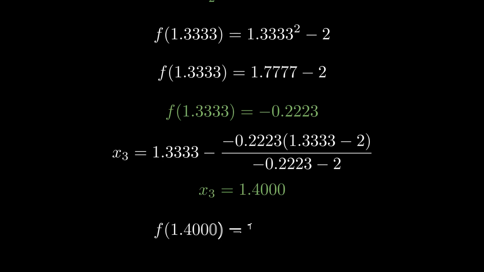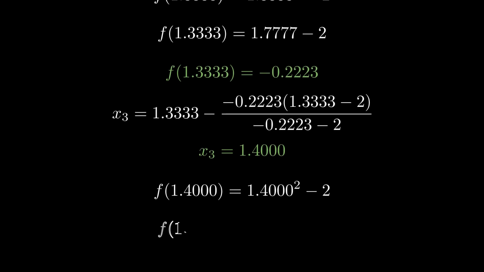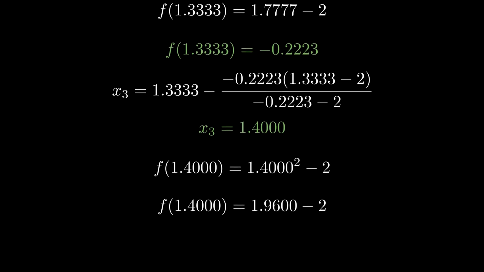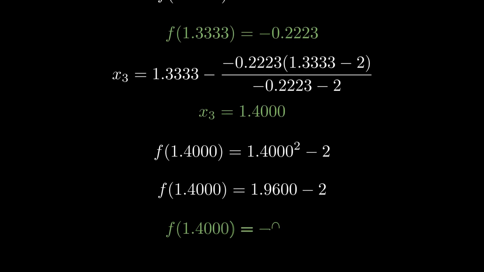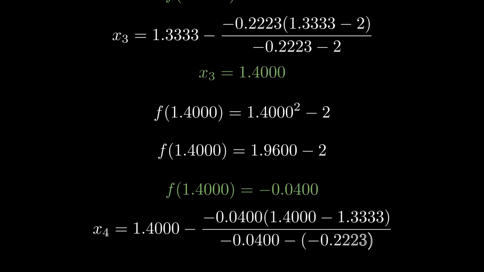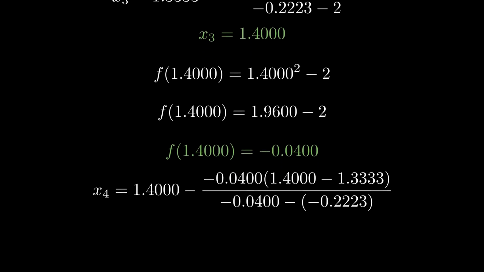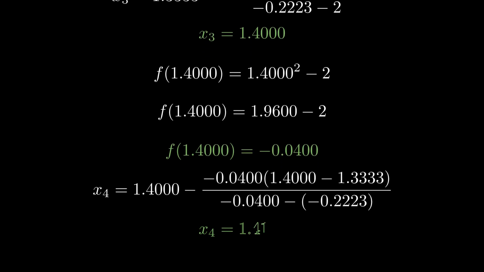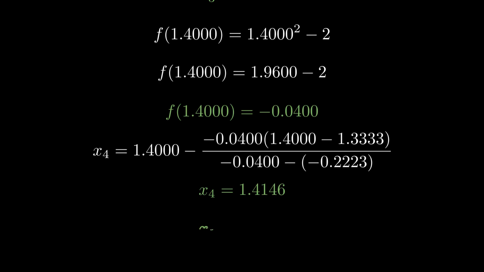Now calculate the function value at 1.4. 1.4 squared equals 1.96. Subtracting gives -0.04. Substitute into the formula once more. The next approximation becomes 1.4146. After another iteration, the approximation becomes 1.4142.